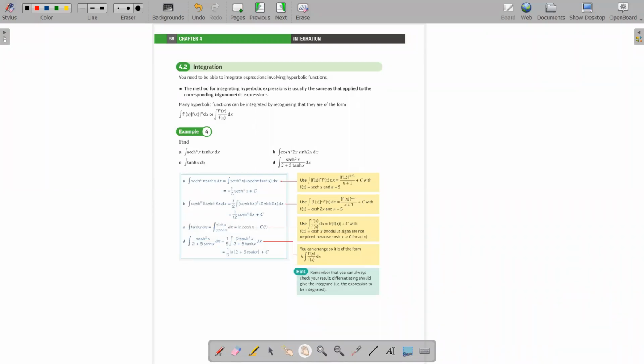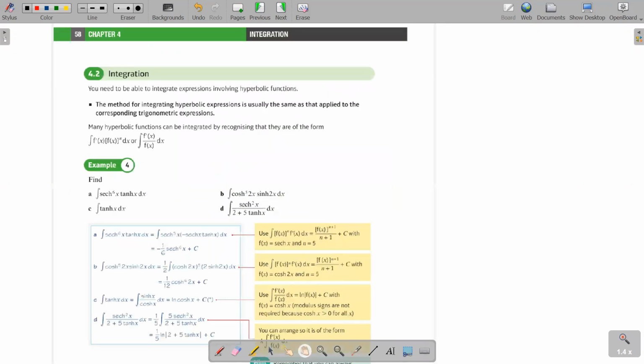Okay, so now we'll move on to the next part of our lesson. The next part is where we integrate. They say here the method for integrating hyperbolic expressions is usually the same as that we applied for the corresponding trigonometric expressions. You have already learned how to integrate in the P3 book, especially the trigonometric functions. Here we are learning how to integrate the hyperbolic functions further. They say the methods we use are almost exactly the same.